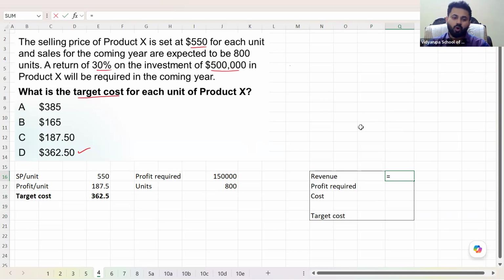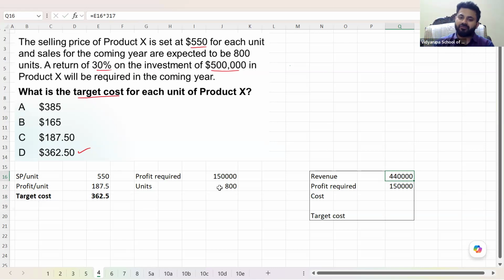So for example, the total revenue expected here is selling price of 550 into 800. Both are given in the question. 550 is a selling price, 800 is the number of units. So the total revenue, 440,000. And the total profit required, 5 lakh, 500,000 investment into 30%, the total profit.